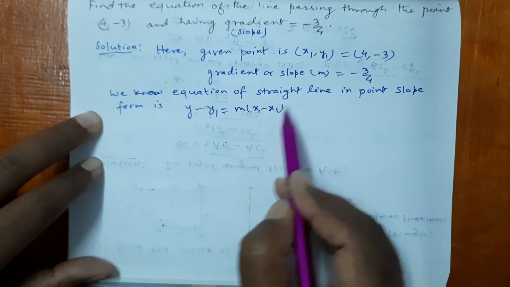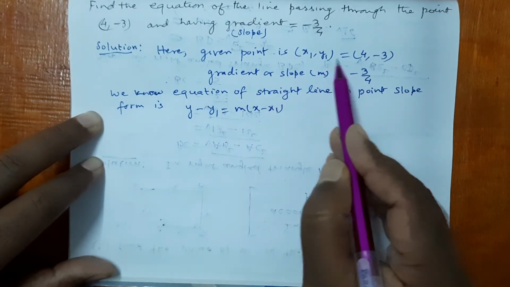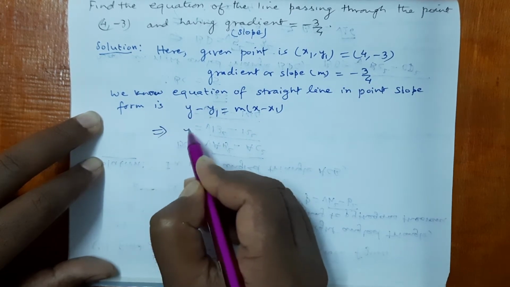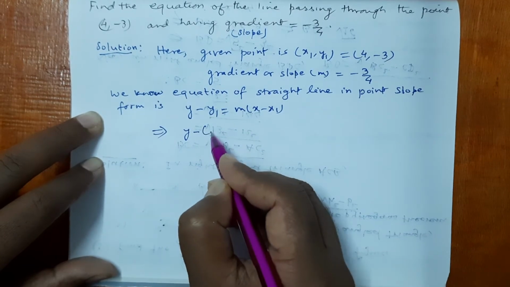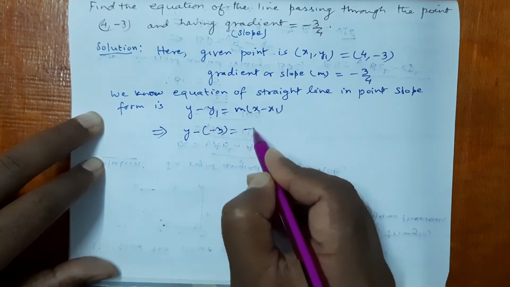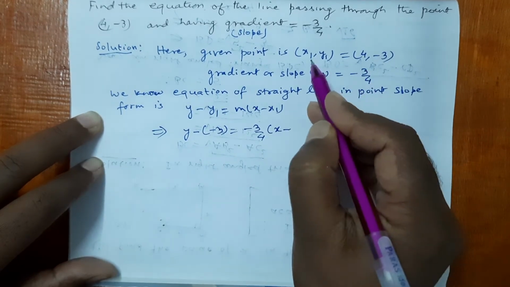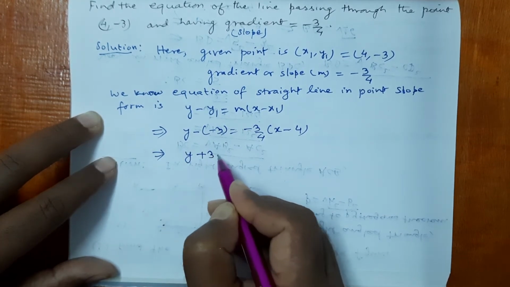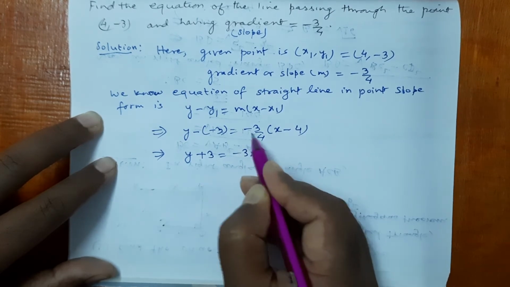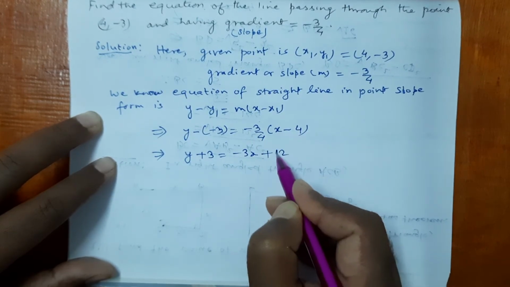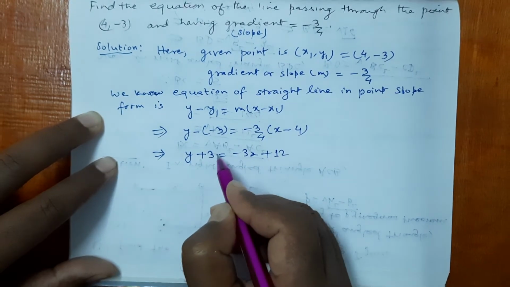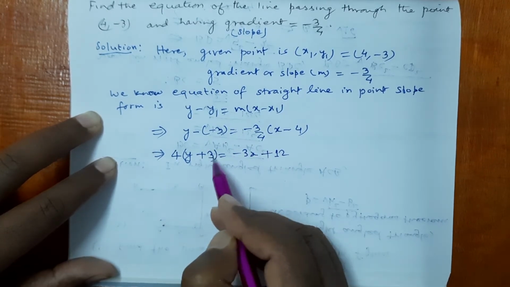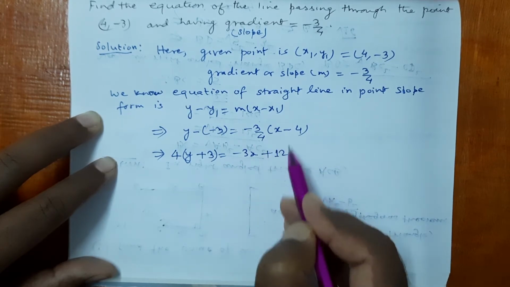So in place of x1 we substitute 4, in place of y1 we substitute -3, and in place of m we put -3/4. This implies y minus (-3) equals -3/4 times (x minus 4). Minus times minus is plus, so y plus 3 equals -3/4 (x minus 4). This 4 multiplies the y plus 3, and on the right, -3x, minus times minus plus, 3 fours are 12.